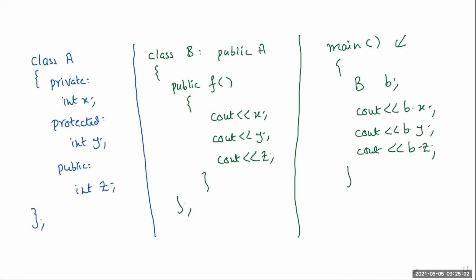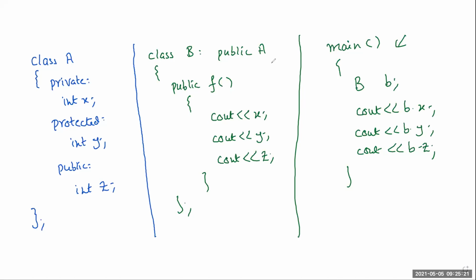You see what we said, that from the main, what we can access, what we cannot access. From the main, we can always access something that is public. We cannot access anything which is private or protected. This is a general rule we know.